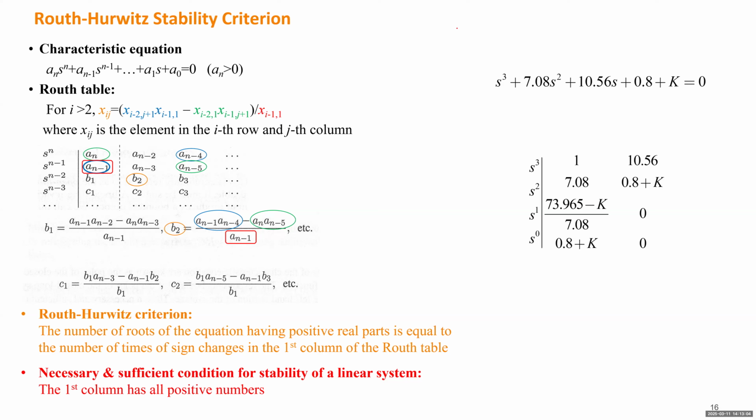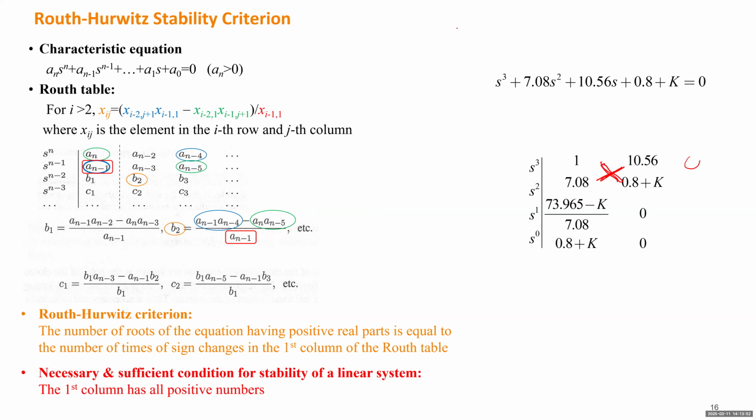This one will be equal to, well, let me just draw this one. It's equal to 7.08 multiplied by 10.56 minus 1 times parentheses 0.8 plus K. Do some simplification, and that will be the numerator here. The denominator will simply be the number on top of it in the first column. So this will come up with this number, and this one will be 0, because there's no such third column.